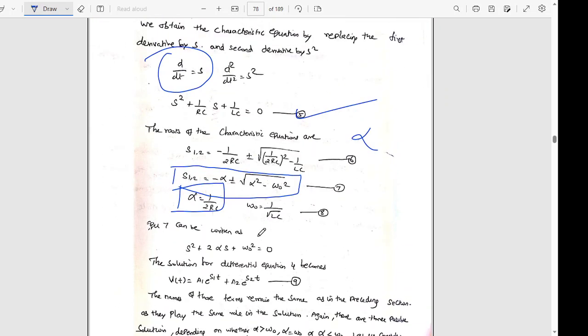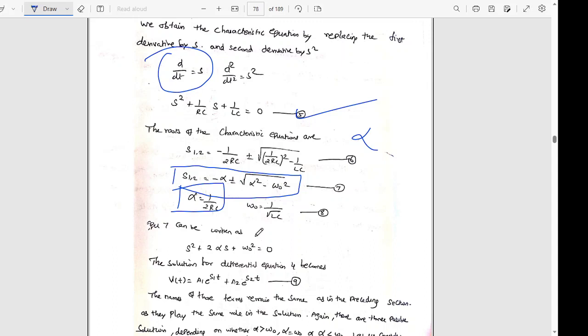So the equation number 5 can be written as S square plus 2 alpha S plus 1 by RC. Okay, so 1 by 2RC will be replaced with alpha, 2 alpha. S square plus 2 alpha S plus omega naught square equal to 0. Okay, here we are dealing with voltage.